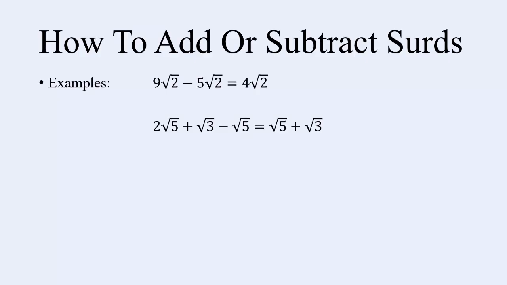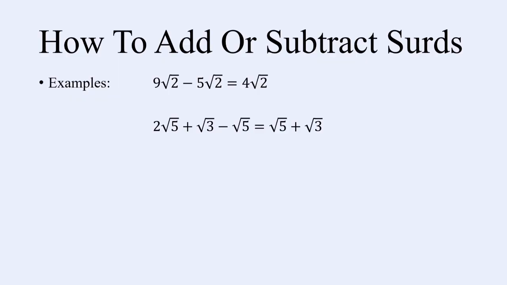Let's say we want to simplify 9 times the square root of 2 minus 5 times root 2. Well, here we just calculate 9 minus 5, which gives 4, so this equals 4 times square root of 2. Now, if we want to simplify 2 times root 5 plus root 3 minus root 5, well, we just collect the surds that have the number 5 in them, so this gives us root 5 plus root 3.